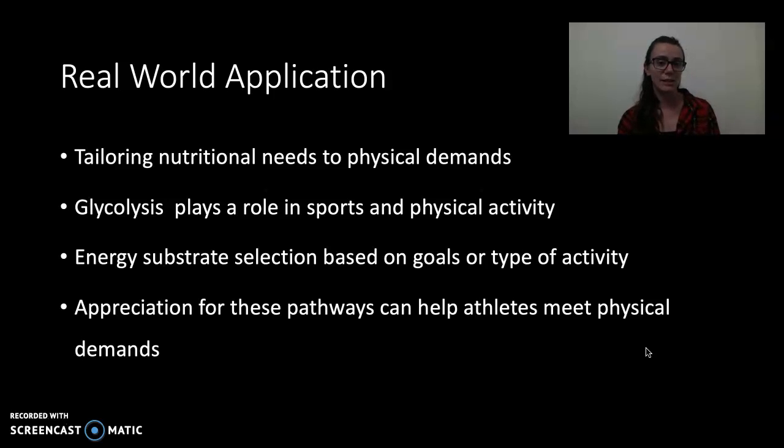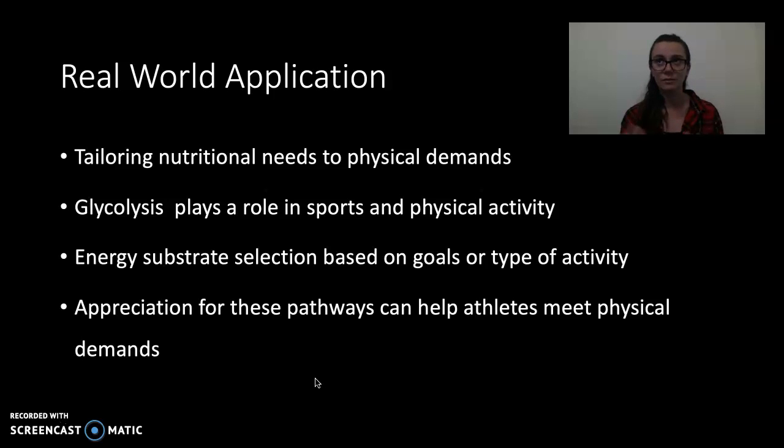So I think it's really important, like I said, that you tailor those nutritional needs to the physical demands or the activity selected. So you're customizing that dietary intake. Just because something yields more ATP does not mean it is the most appropriate substrate to rely on for certain physical demands that are going to be placed on someone. And again, appreciation for these pathways can help athletes meet those physical demands. So understanding, as mentioned, the pathway which yields the most ATP might not be what we would want to rely on for a certain type of physical activity or demand.